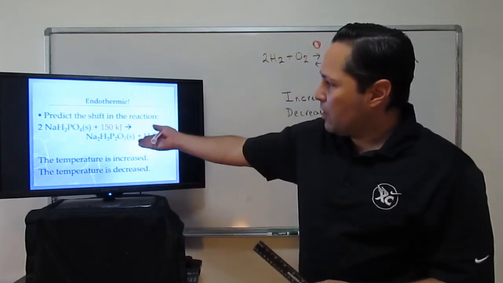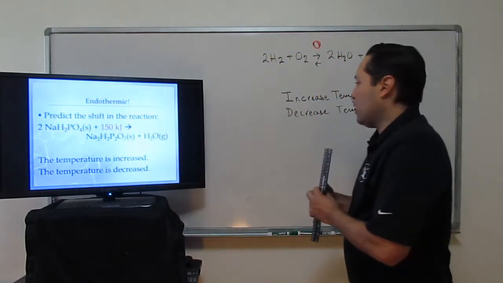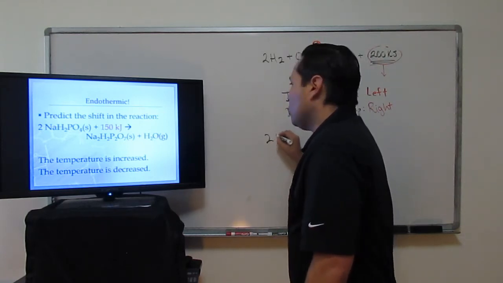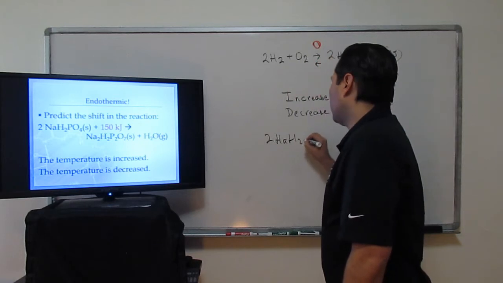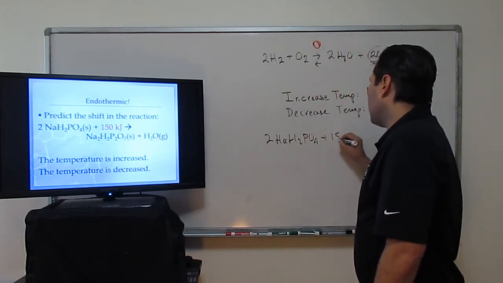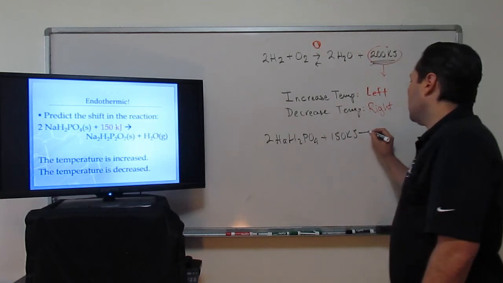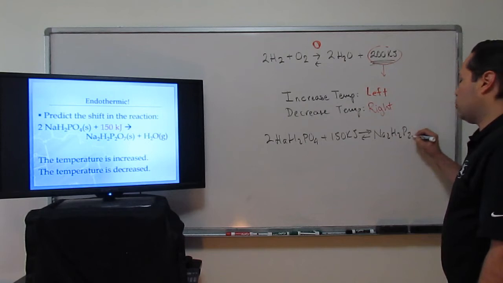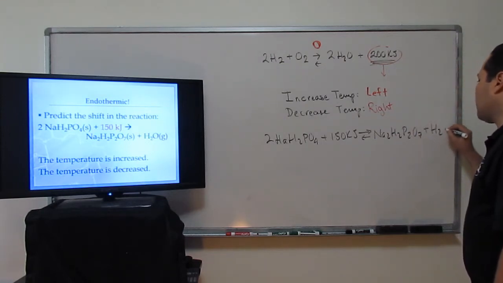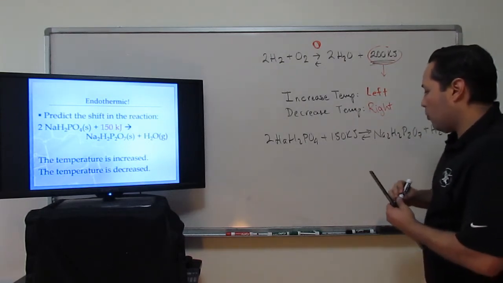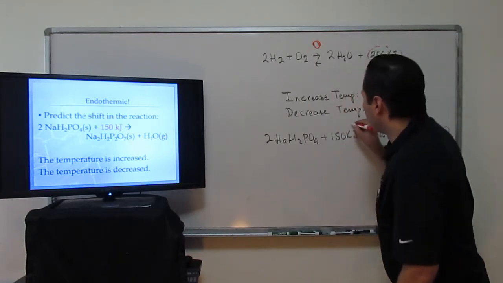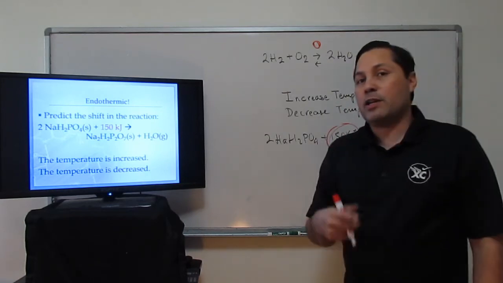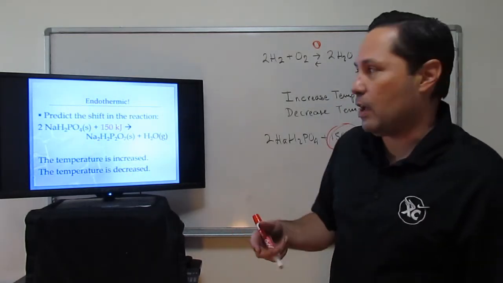And here we have another endothermic reaction. We're going to write it down. For this one, it's going to be 2NaH2PO4 plus 150 kilojoules, and that's going to yield Na2H2P2O7 plus water vapor. That's the reaction. I want to point out something important: notice that the energy here is on the left side. That's the reactant side. That's how you know it's an endothermic reaction.